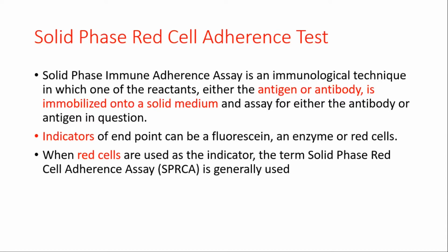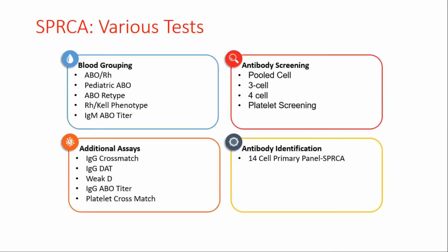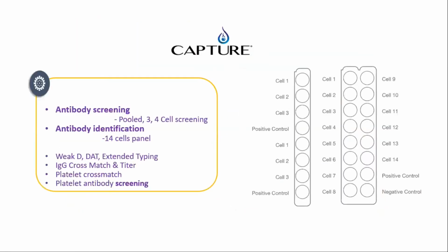A similar technology is used in Luminex for accelerated testing, but for red cells we use SPRCA for antibody screening, cross match, and similar tests which we do in immunology. SPRCA can do various tests, like I mentioned: the pooled cell ICT, 3-cell, platelet screening, and antibody identification. Using the same way of automation, we can do blood grouping by ABO, reverse, and RH typing. So various tests can be done using this method.